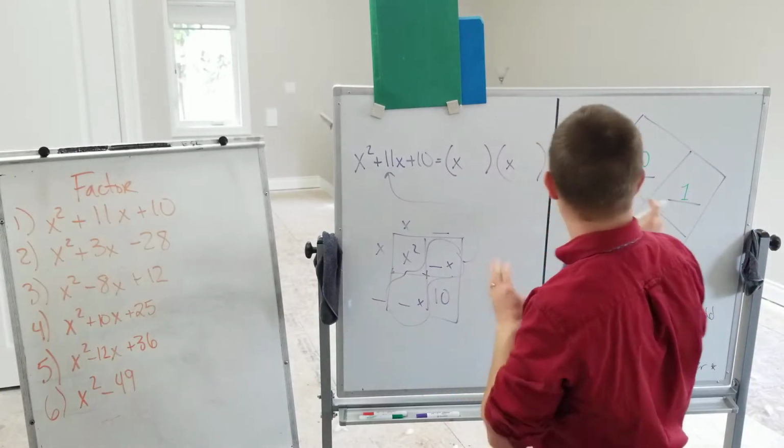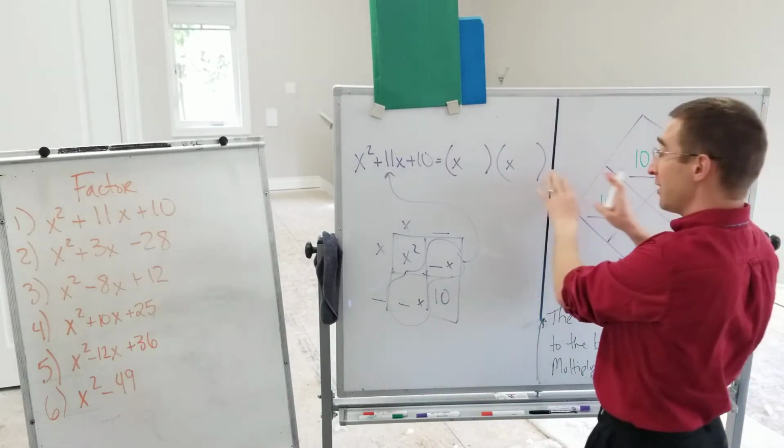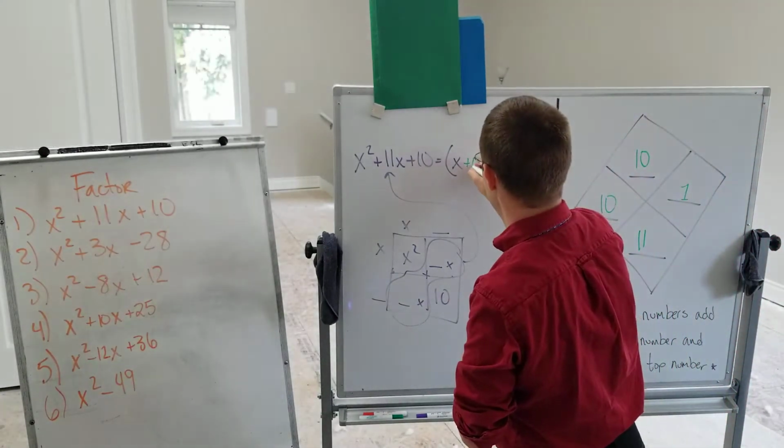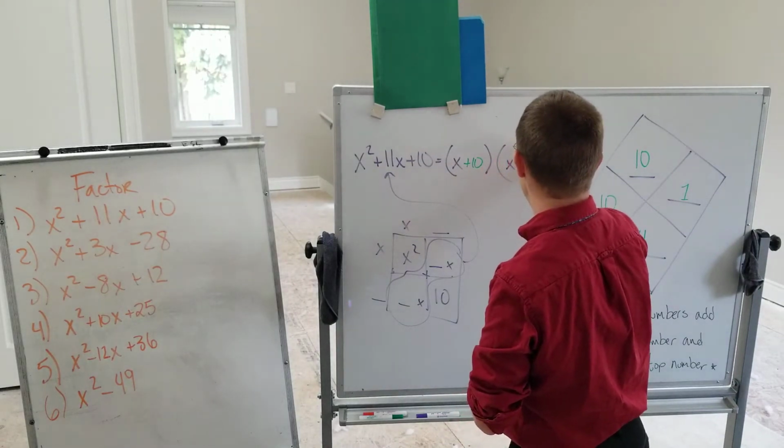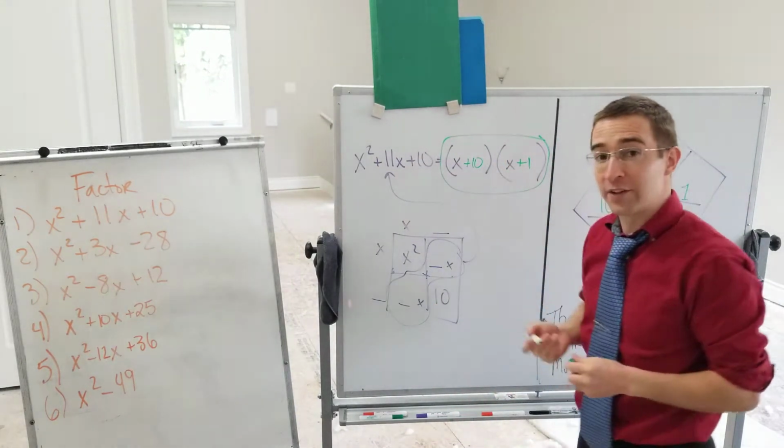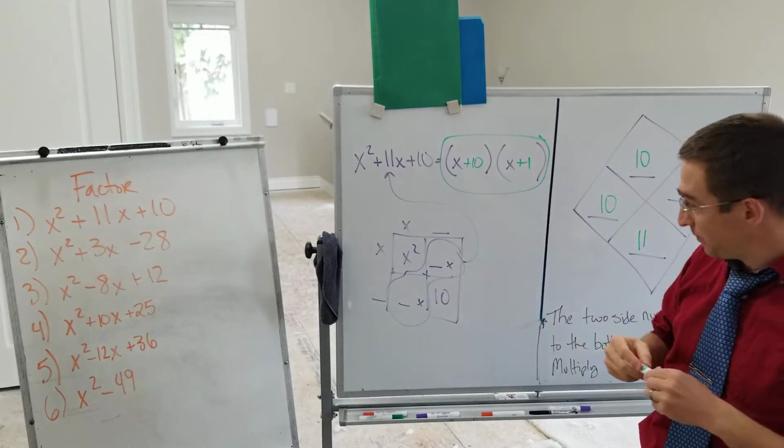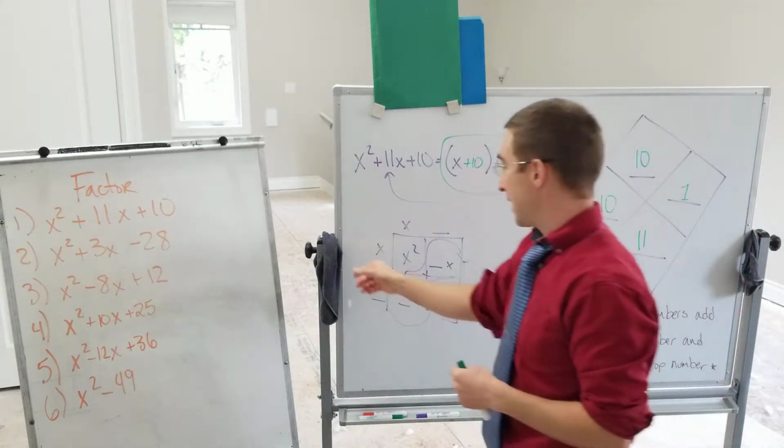So whatever these answers are, those go in here: x plus 10 times x plus 1. That's our factored answer. Boom. Got it. All right, let's go on to the next problem.